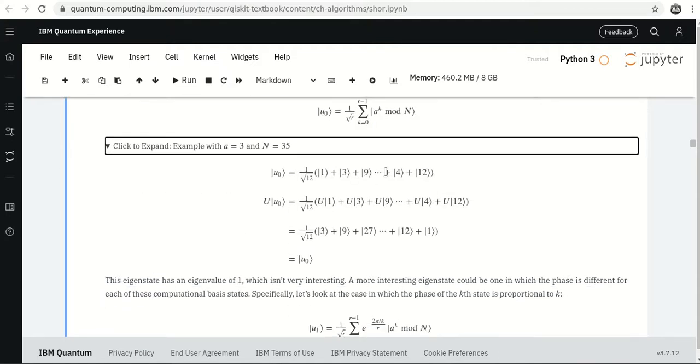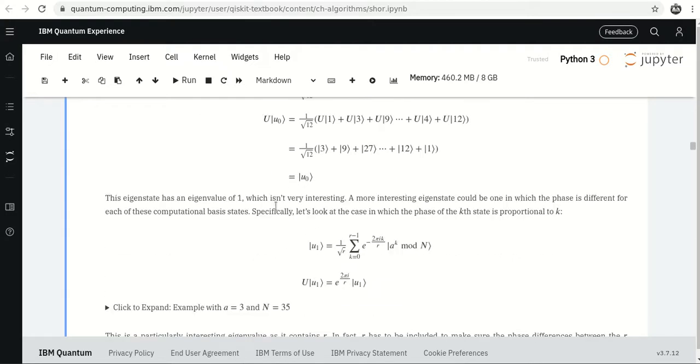Now u0 equals the superposition of 1, 3, 9, 4, 12 and so on. So this is the state we have. After applying U on u0, these states come, and after that it will get repeated. So U applied on u0 gives u0 again, and the eigenvalue is 1. Now u1, which is more interesting, gives a state with a different eigenvalue than the earlier case.